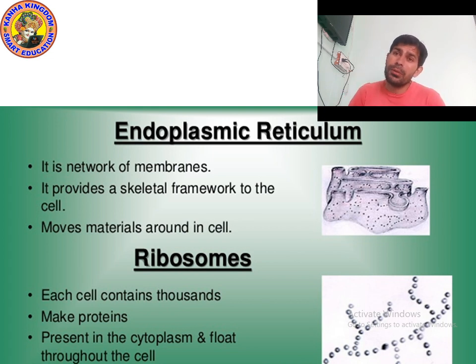And if we talk about the ribosome, each cell contains thousands of ribosomes. It helps to make proteins, present in cytoplasm and floating throughout the cell. I hope you understood. Now let's move on to the next point.